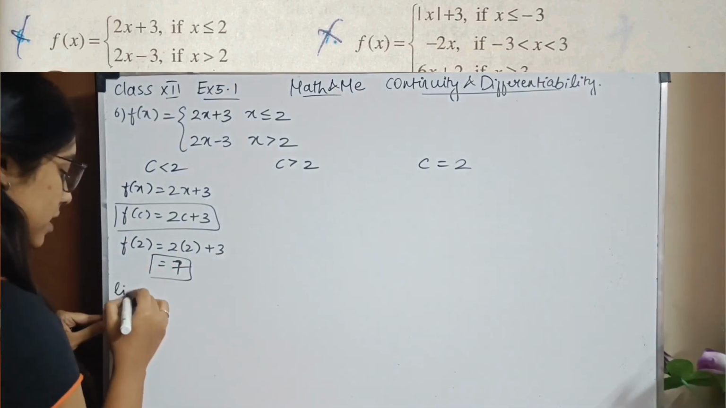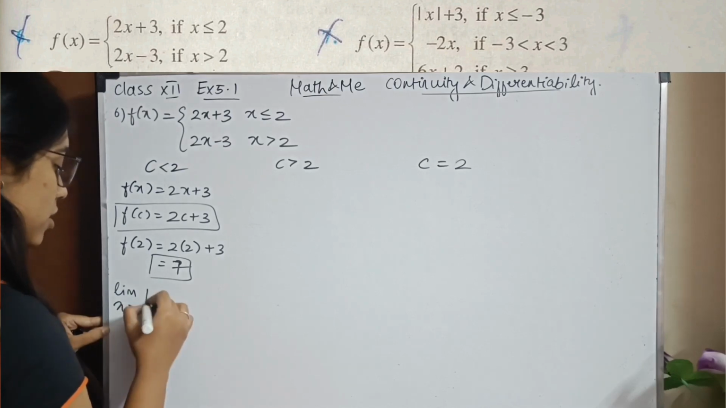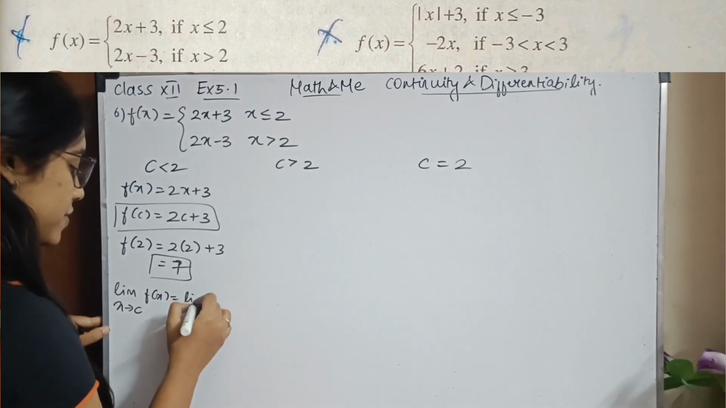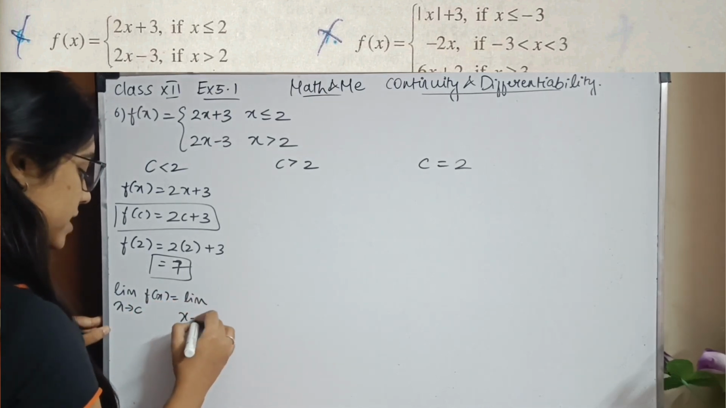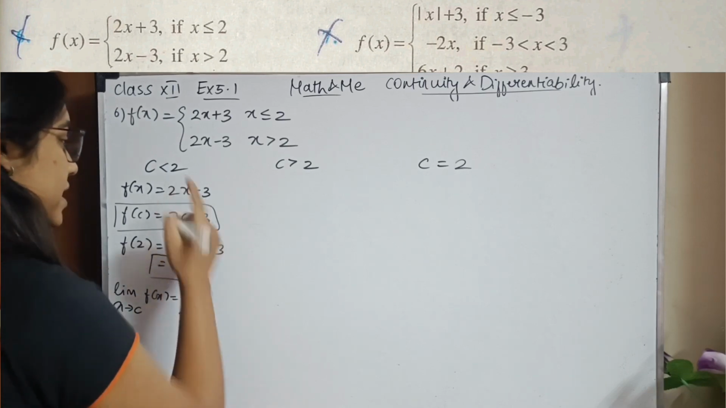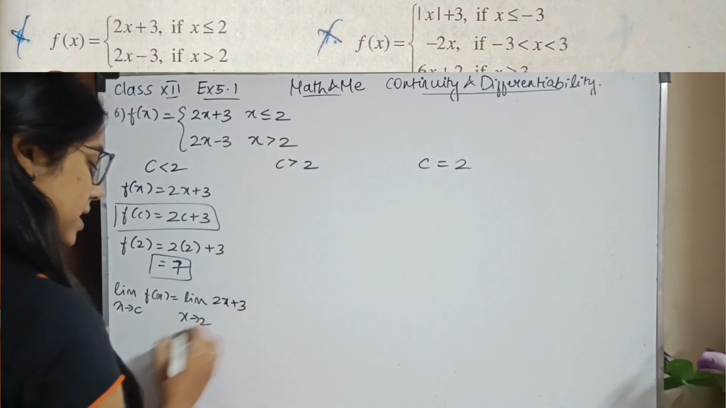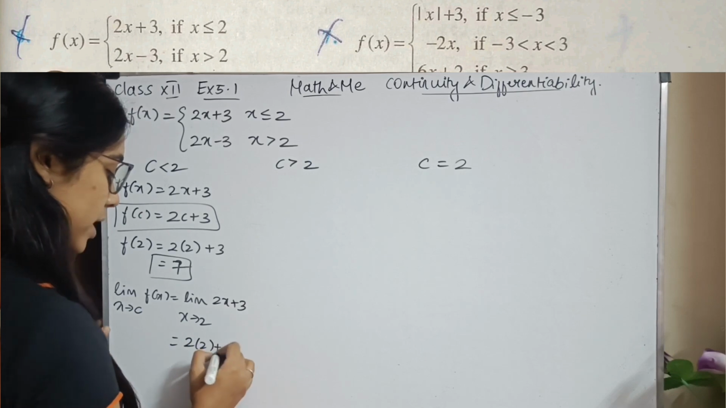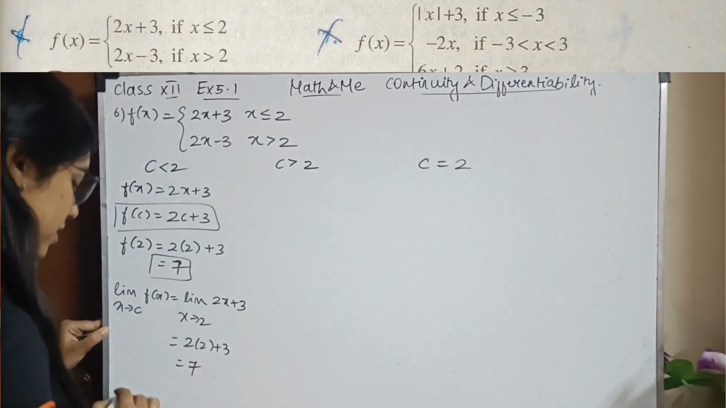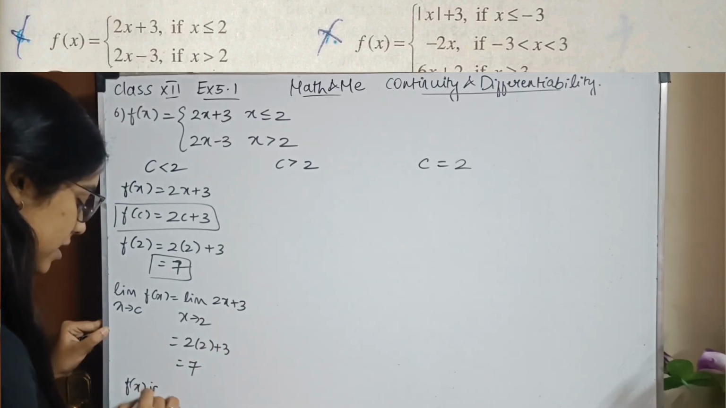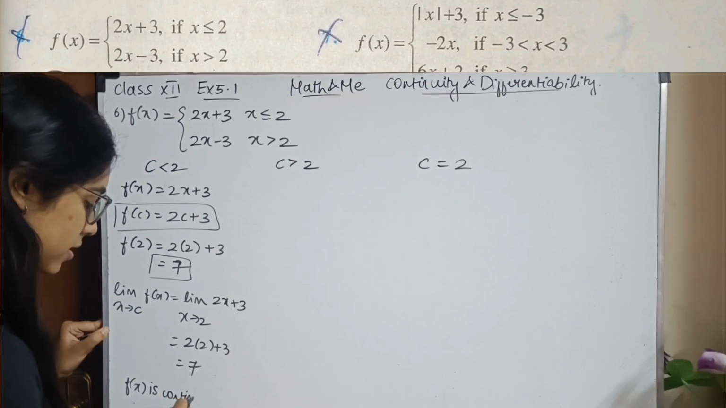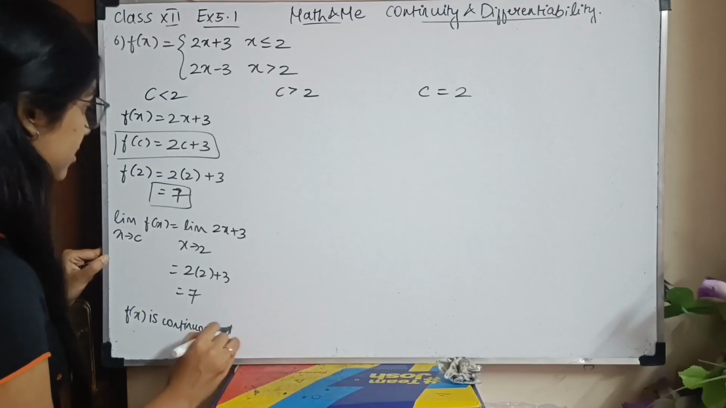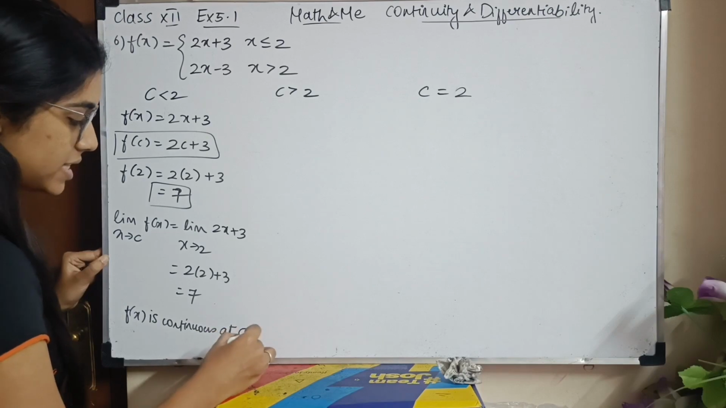Now limit x tends to c of f of x, where my value of c is 2, correct? So x tends to 2 of f of x, which is 2x plus 3. When I substitute the value, I'll have 2 times 2 plus 3, which is again 7. So f of x is continuous at all values where c is less than 2.